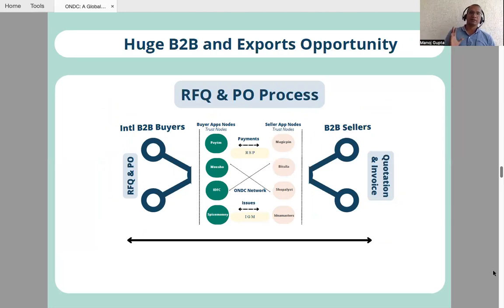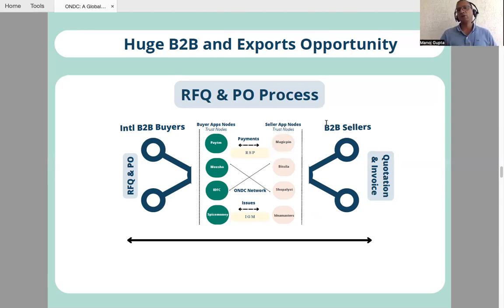B2B and exports is coming, and I think if you are looking at ONDC right now, this is something you should look at. If you are interested in B2B and exports, and if you're a global company, look at how you can play a role in this. Exports ties to a lot of fintech and courier, because logistics is a big piece in exports. So if you're an international courier company, you can become part of the logistics network and benefit from the export side.